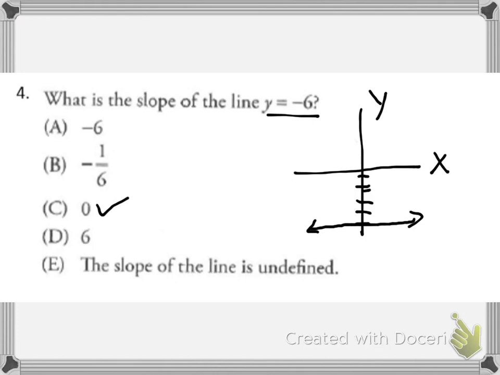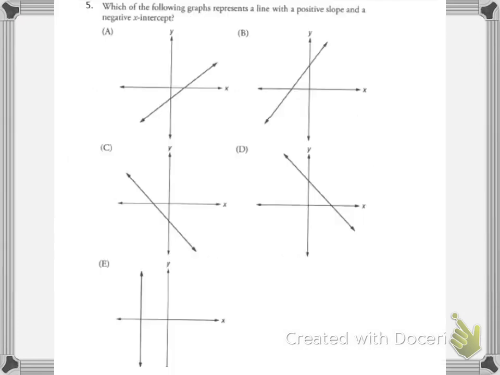Okay, moving on to our last question. Which of the following represents a line with a positive slope and a negative x-intercept? So when I'm looking for a positive slope, it has to be going up as it goes from left to right. So A has a positive slope, B has a positive slope, C has a negative slope, so it's not C, D has a negative slope, so it's not D, and E has an actual undefined slope. So we're looking at between A and B. So those both have a positive slope, and we want to find a negative x-intercept.